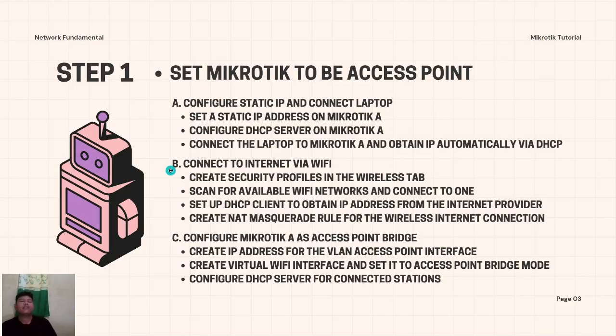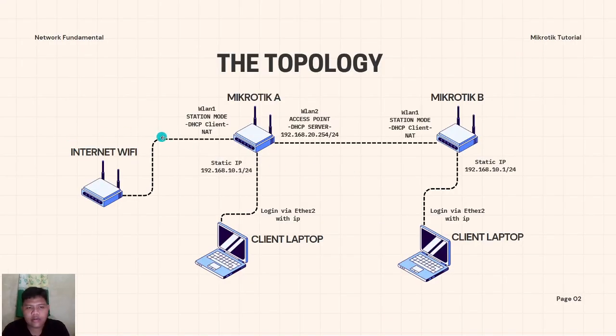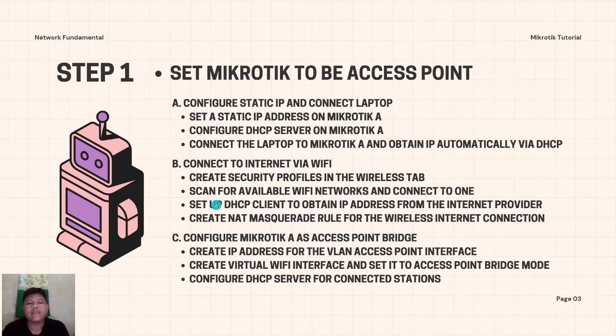And then we go next to step B, connect to internet via Wi-Fi. First, create a security profile in the wireless tab. If you have the password for your hotspot or your Wi-Fi, then scan for available Wi-Fi networks and connect to one. I will connect to hotspot.